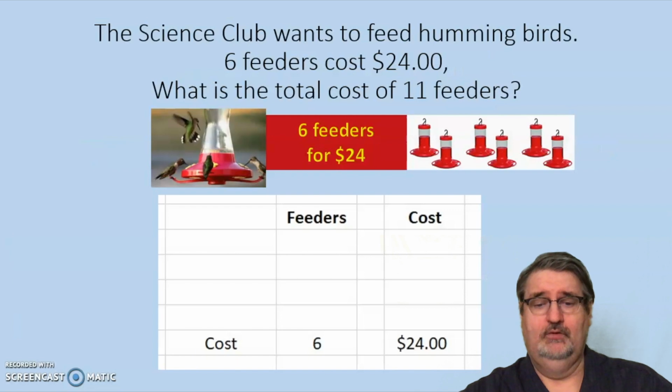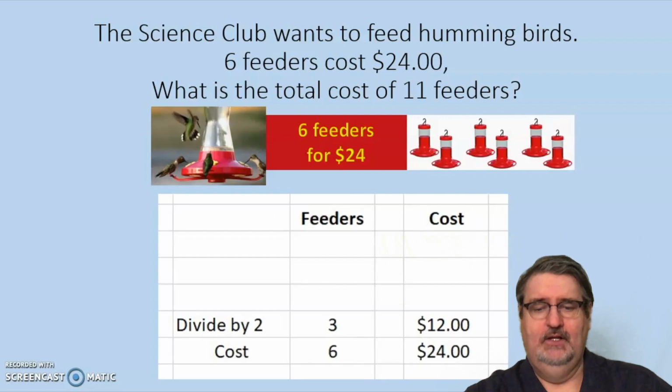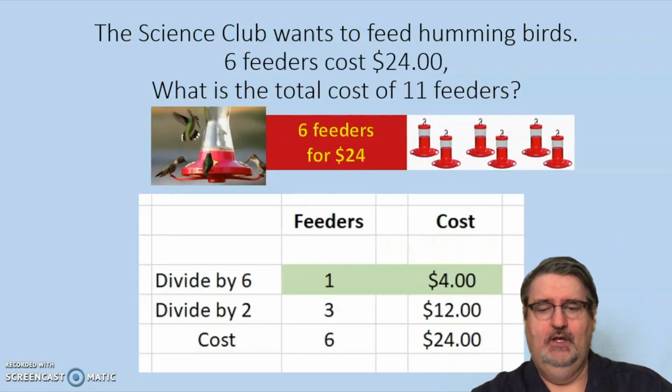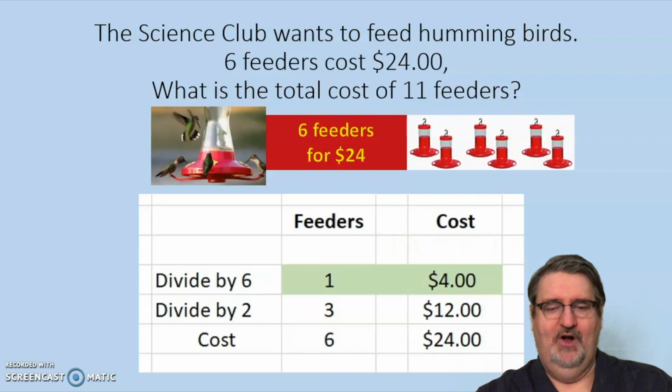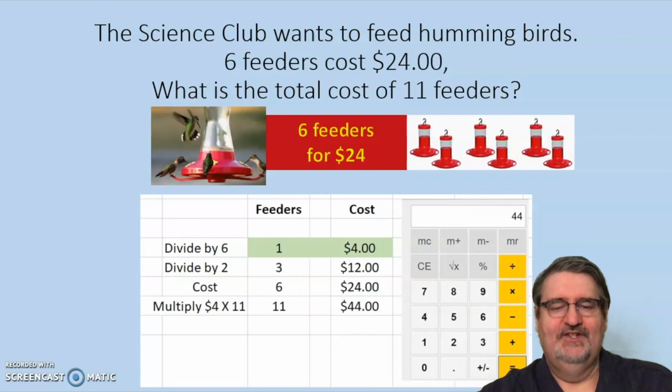What is the total cost of 11 feeders? We're going to make a chart, and we have feeders and cost, and we find common factors, and we can divide by that. So when we divide by 2, we have 3 feeders for $12. When we divide by 6, we have 1 feeder, costs $4. So our unit rate is $4. But now we want to find the cost for 11 feeders. We're going to multiply. So $4 times 11 is $44.